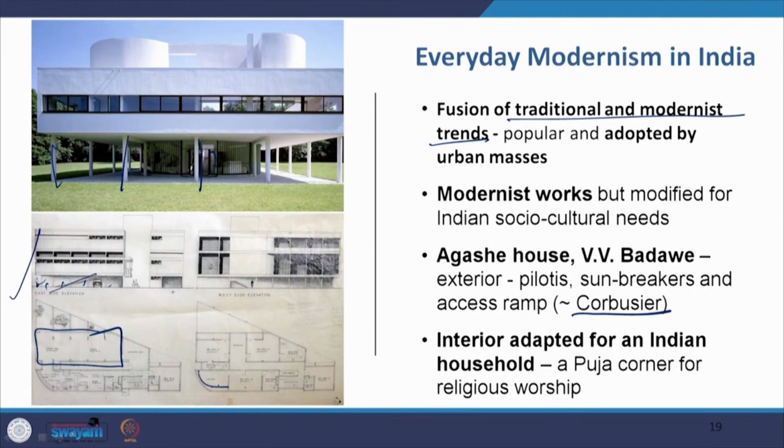But the important part is the exterior is modernist in style, the interior layout is modernist, but he adds a puja corner for religious worship, and thus he makes the modernist house regional. He caters to the socio-cultural requirement of the family while retaining the modernist part of it.